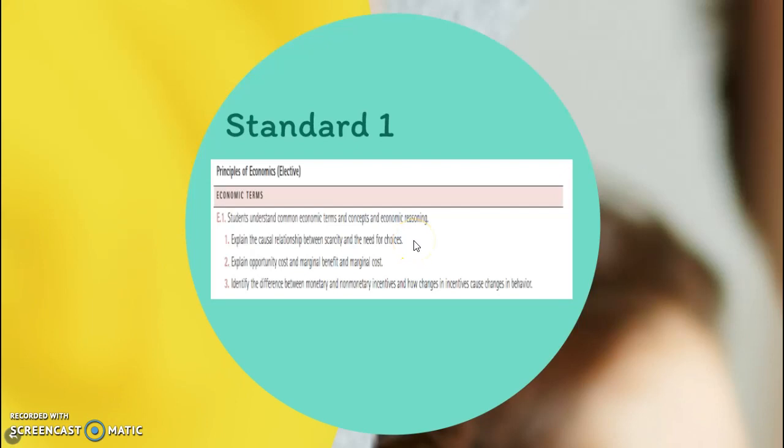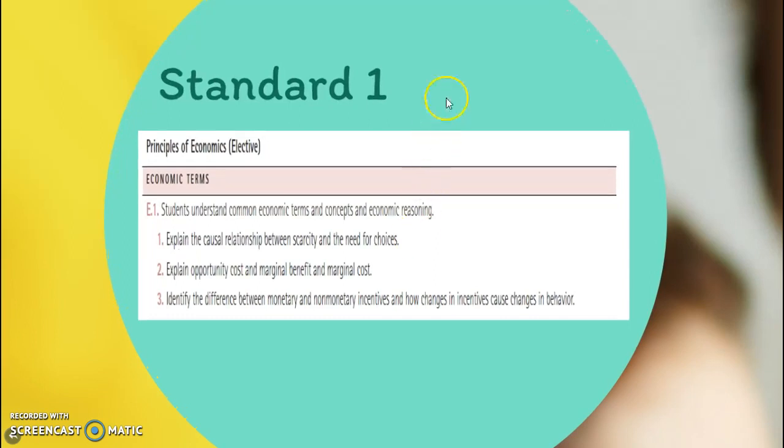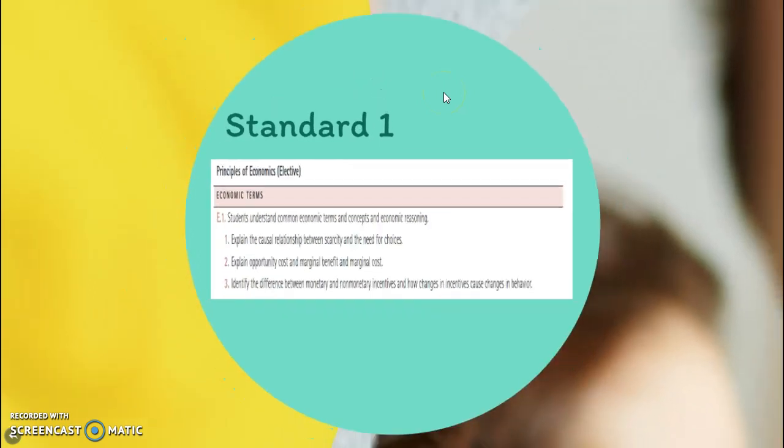The first standard here, standard E1, is students understand common economic terms and concepts and economic reasoning. And this pretty much forms the basis of the econ course. It's all the basic terms that you're going to be using and building on throughout the course. So the reason that I chose these two standards is that it's the absolute foundation of the course. And if you get this part of the course wrong, you're going to be in trouble going forward. So it's really important to get this right. So that's the first one. Students understand common economic terms and concepts and economic reasoning.